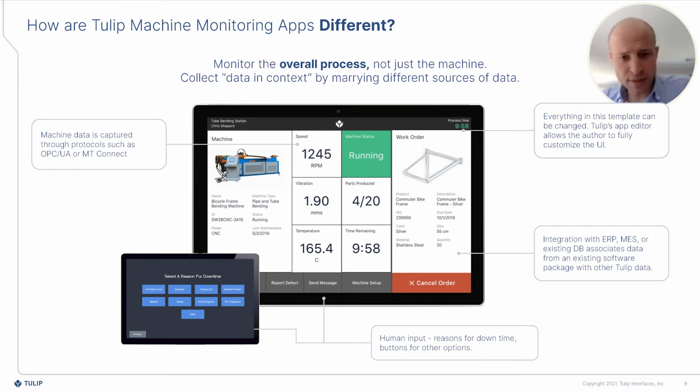Then moving up towards the right side here, in Tulip, you can also very easily integrate with your ERP, with your MES, or with any existing database to, again, marry the data that is coming in from the machines, coming in from the humans, and you can marry this with data that is coming in from any system that you have within your organization. And the beauty of this is that a lot of these apps are made available to you through the Tulip library.